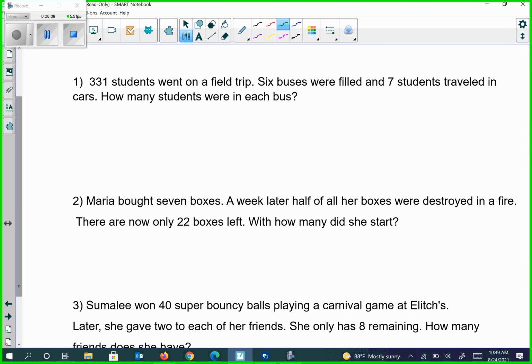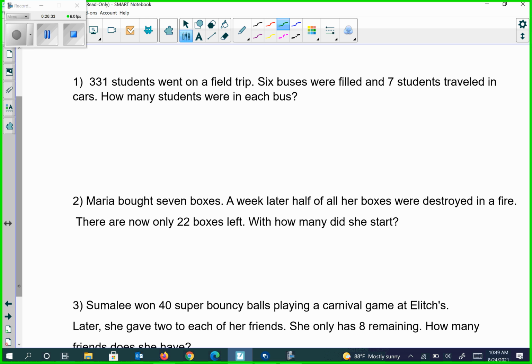Okay. So let's read the problem first, and then let's start figuring it out. Maybe we might have to jot some stuff down. It says 331 students went on a field trip. 6 buses were filled, and 7 students traveled in cars.